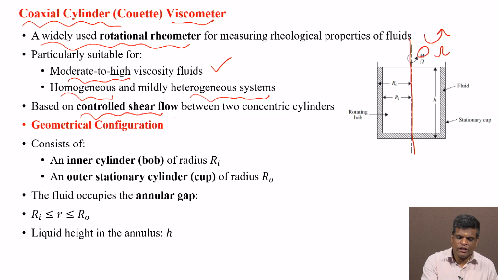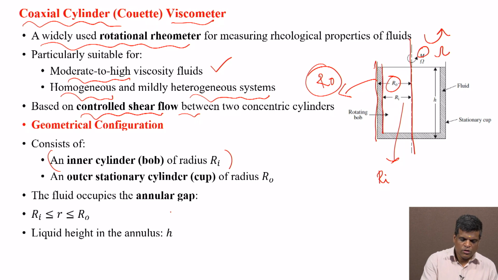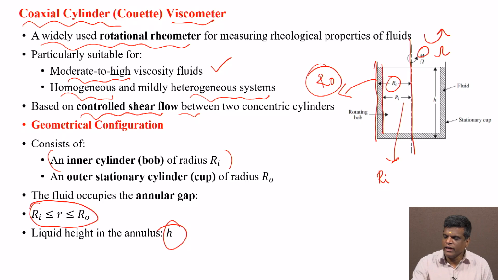It is based on controlled shear flow between two concentric cylinders. The inner cylinder we always write as Ri, and the outer cylinder as R0. So, one is R0, the outer cylinder, and the inner cylinder is Ri. So, what is the annular gap here? That is the gap between Ri and R0. Then the liquid height we assume as h, up to this height is h.